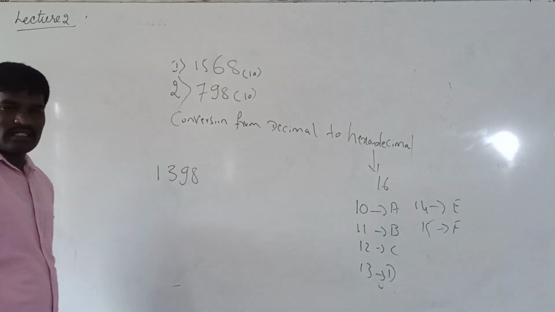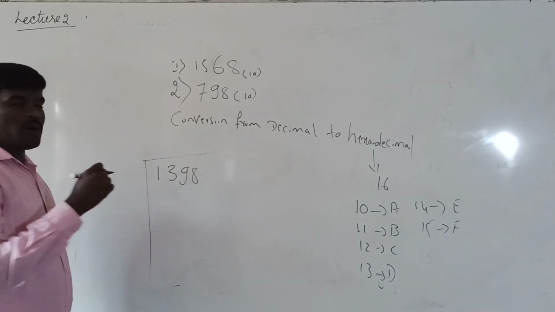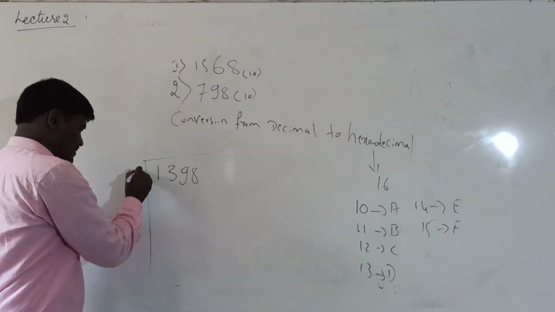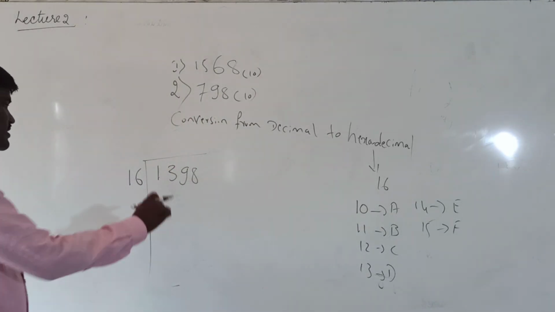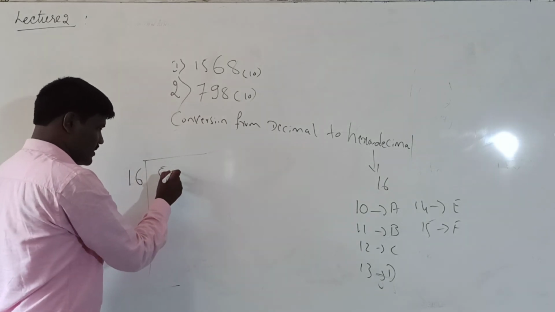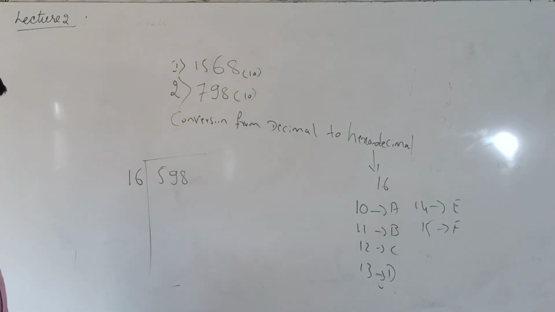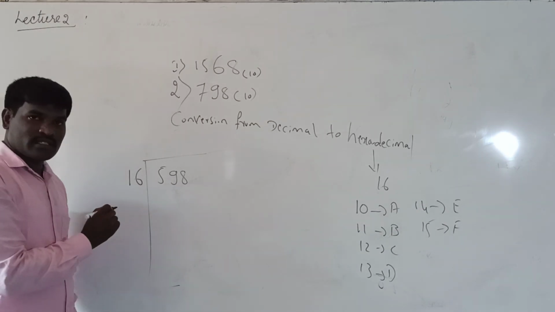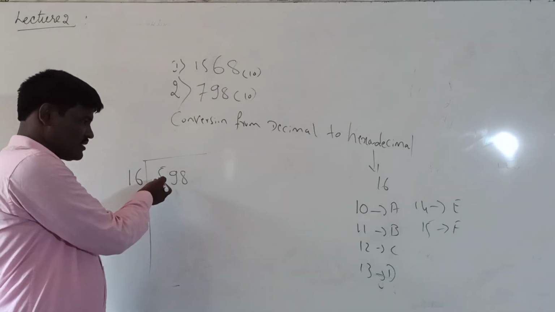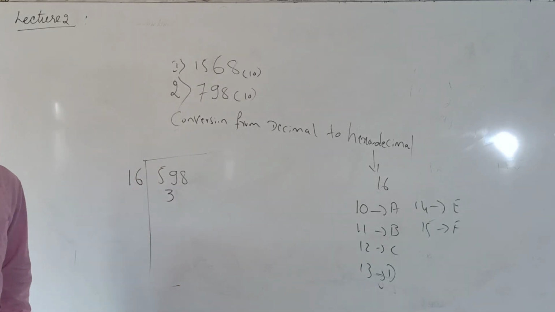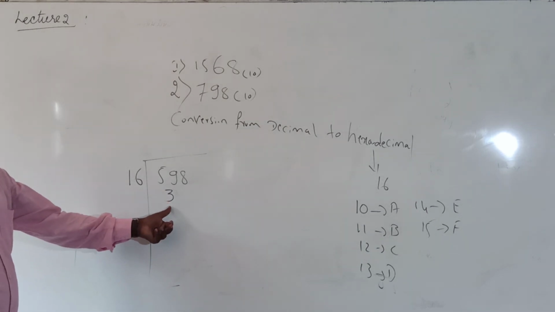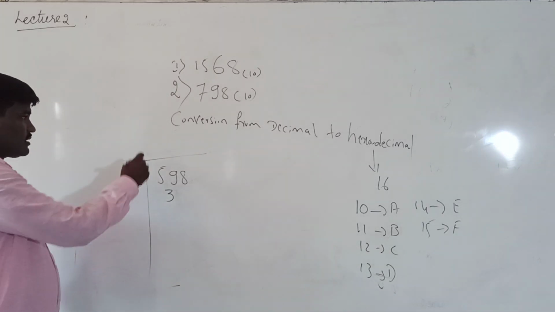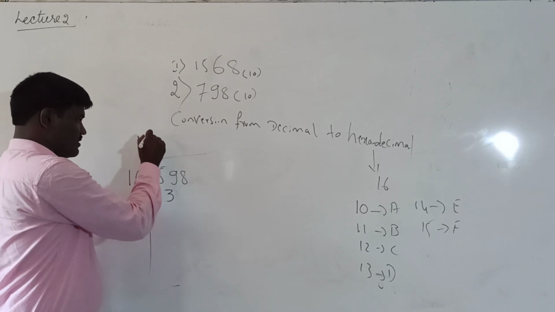1398. So this is the decimal number system. How to convert this to hexadecimal? Just divide the given number by 16. So initially you can take a small number, that is 598. See here, 16 is there. Here is 59. You can take two values. That is 16 3s are 48. Remainder is 11. 11 and 8, 118.